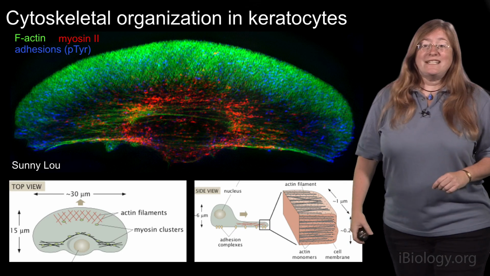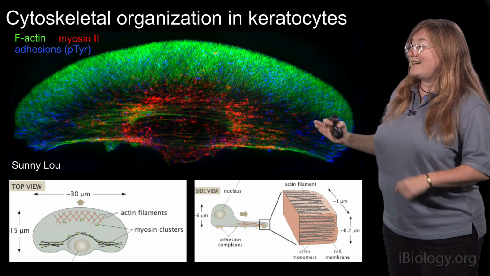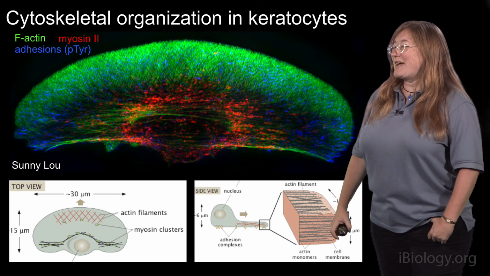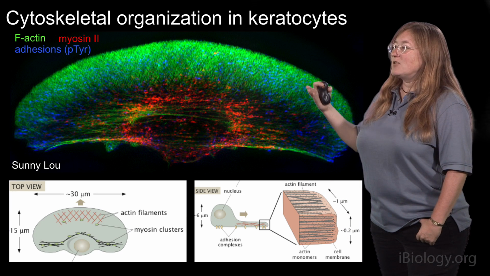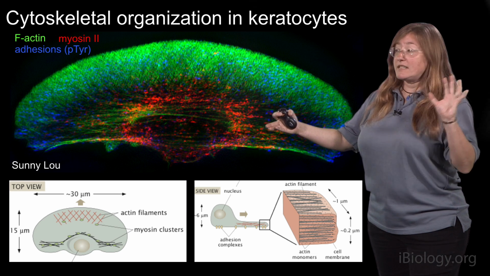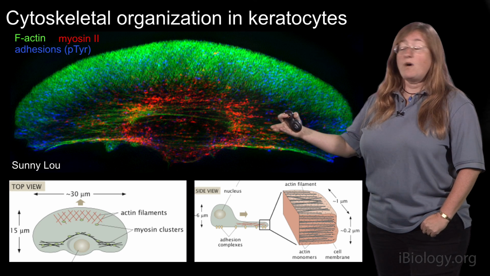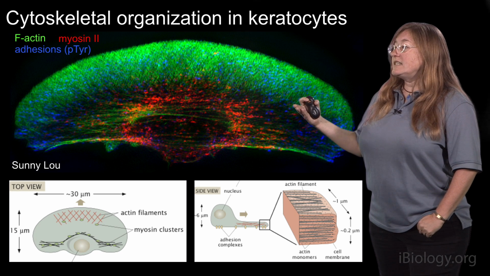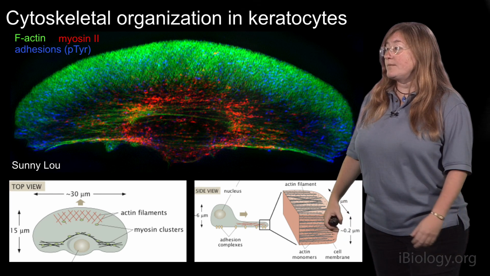This shows you a little bit more detail about how the cytoskeleton is organized in these particular cells. And in this beautiful structured illumination micrograph taken by my student Sunny Lowe, you can see the distribution of actin filaments shown in green, myosin 2 filaments, that is contractile myosin, shown in red. And we're going to come back to the role of myosin in this coordination quite a lot. And then also you can see labeled in blue the focal adhesions that are adhering the cell to its substrate.